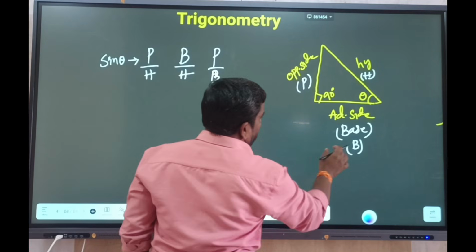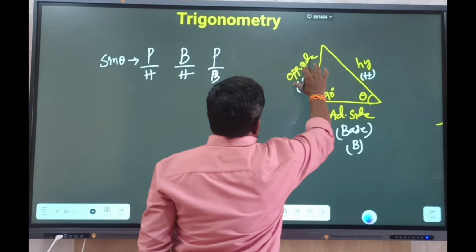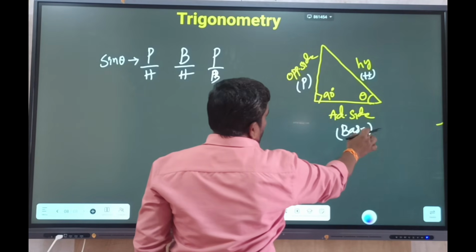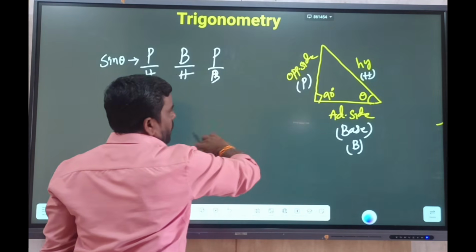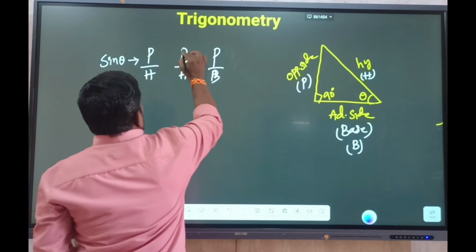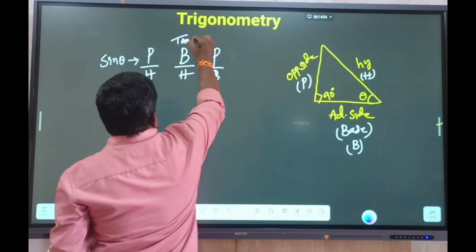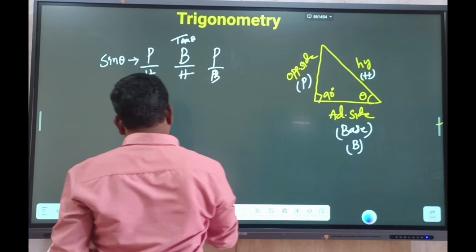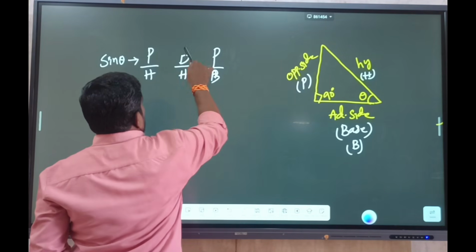Remaining is base, adjacent. Look here, P B H. Adjacent side is base. Base by hypotenuse is nothing but cos theta.